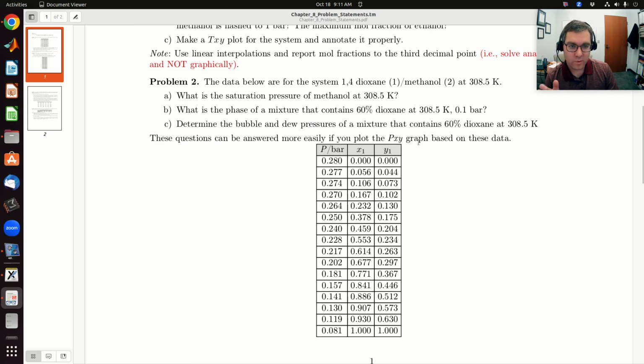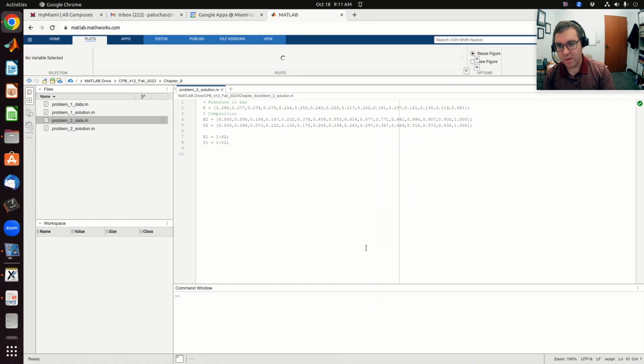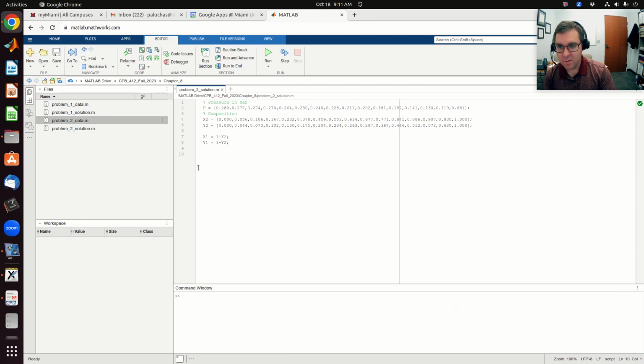Now let's think about what we need to do. In the first case, we're looking for the bubble pressure and dew pressure when X1 is 0.4. X1 I'm calling methanol. And so what we said is, if I look at my X column, I need to find the value of P when X is equal to 0.4. So to find P bubs, it is going to be interp1.